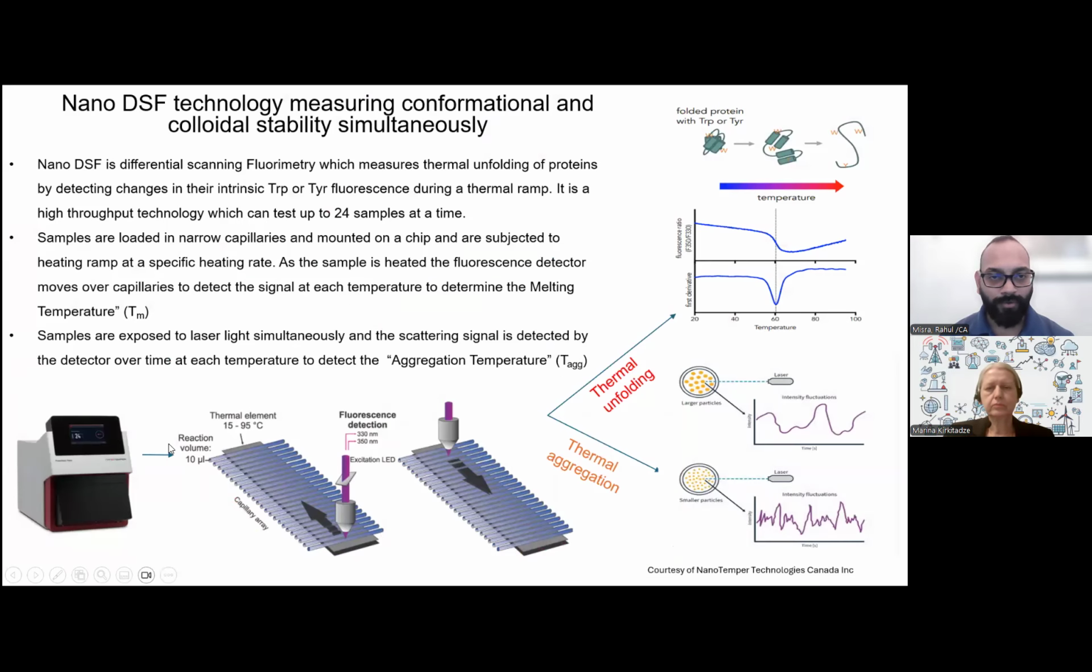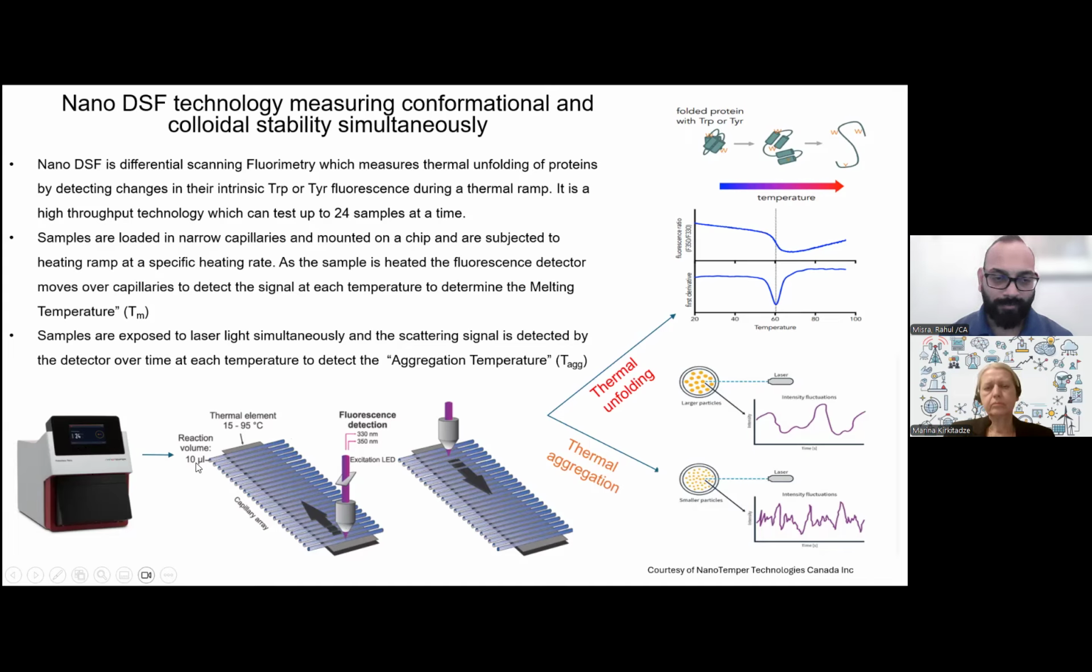So this is a little bit more in depth about this technique, how this instrument looks, how it works. I got these images from the Nanotemper Technologies application note, and this is the tech company which makes this instrument. It opens up like a drawer, and there are small capillaries which sit on this slide, and each of these capillaries can be loaded with different samples, but everything is exposed to the same temperature ramp.